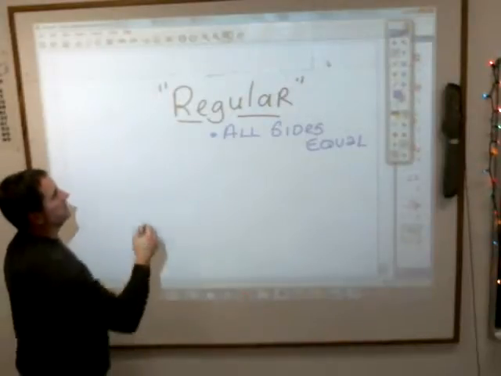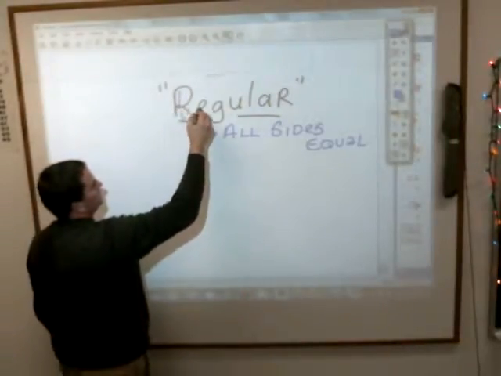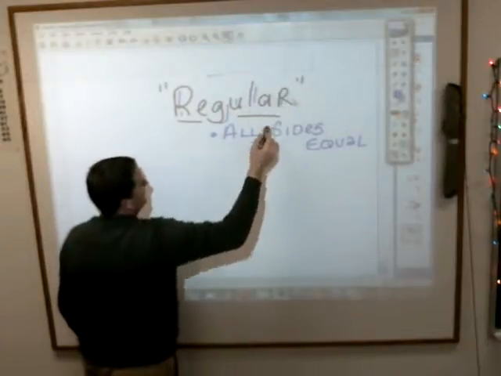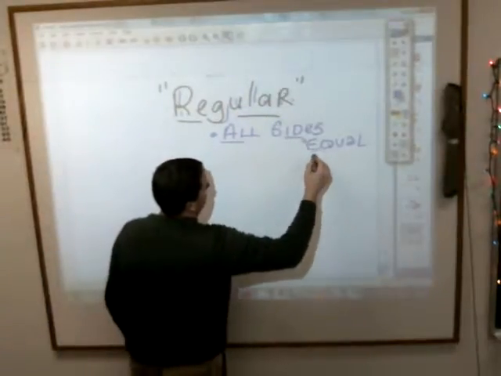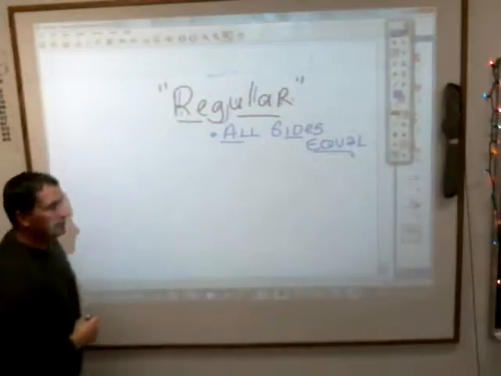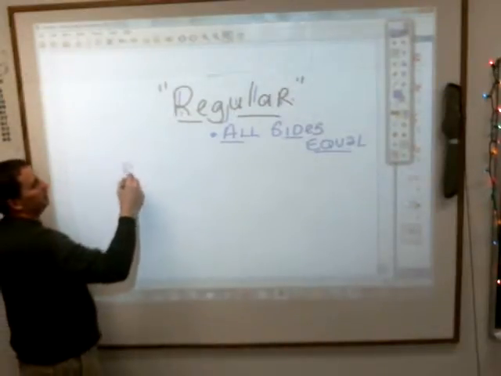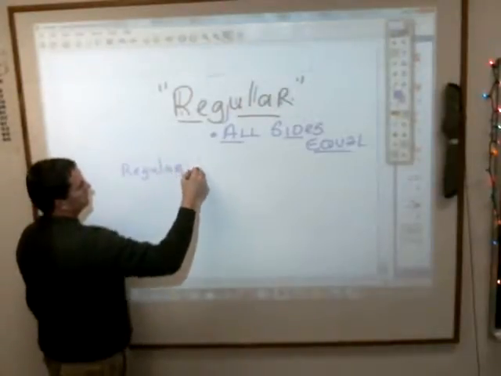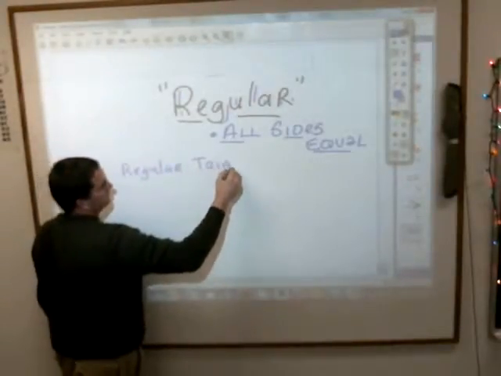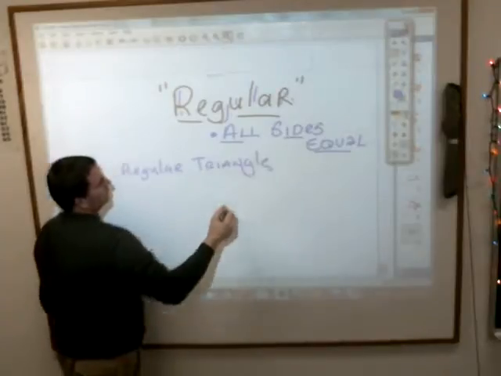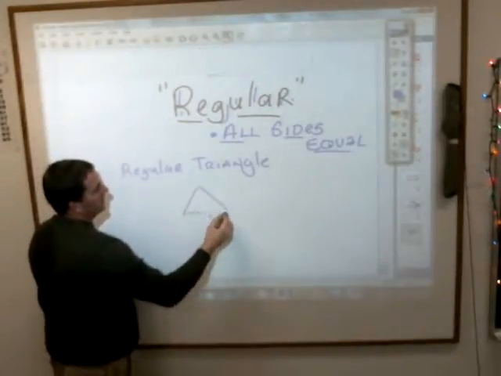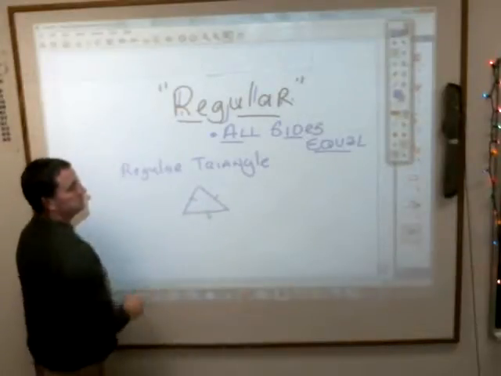In math, when you see this word regular, that just simply means that whatever shape you're talking about, all the sides will be equal. For example, a regular triangle, we talked about that, just means that every side on the triangle has to be equal.